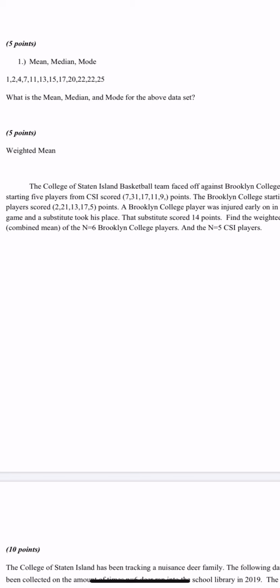And then you look for the mode, right? The mode is the most frequent number. In this case, 22 is there more than any other number, so 22 is the mode.